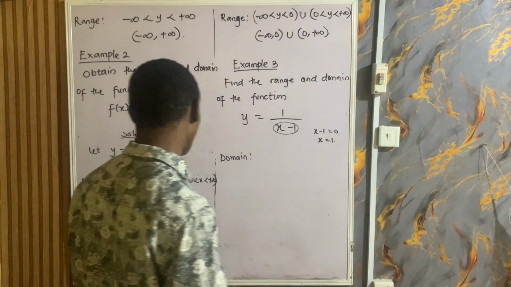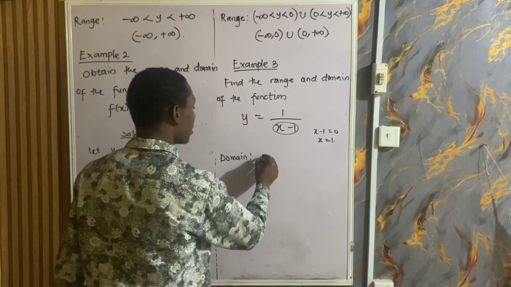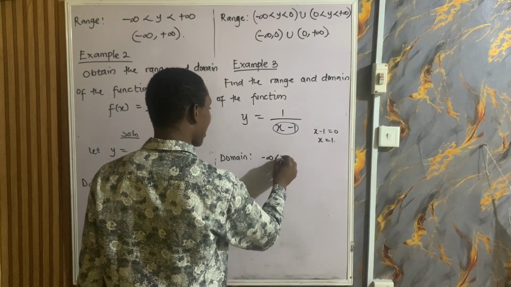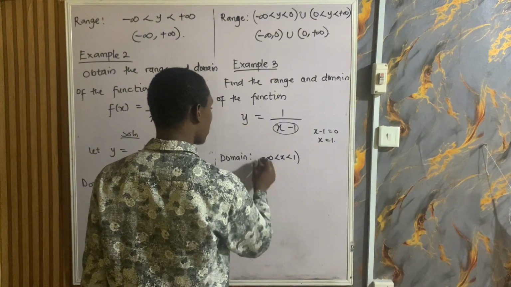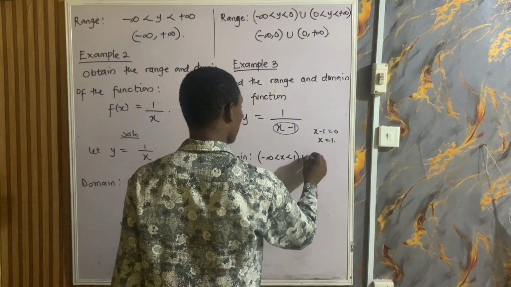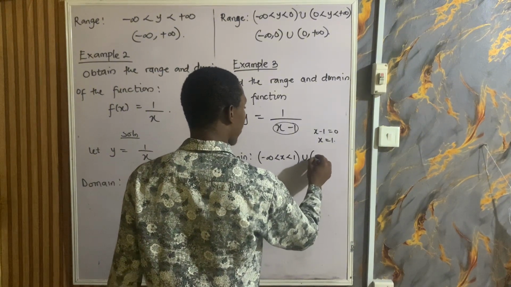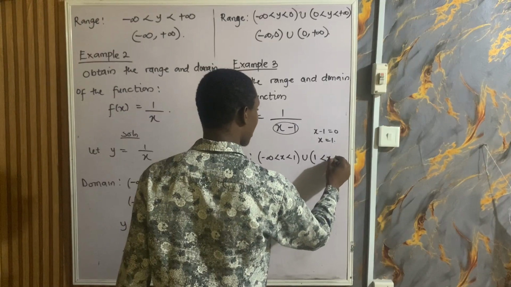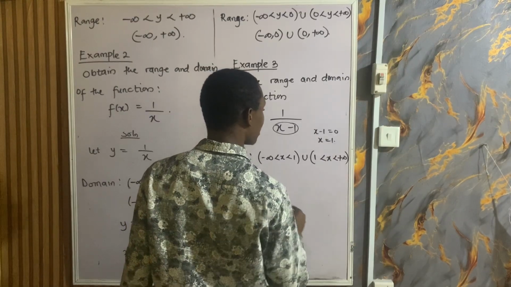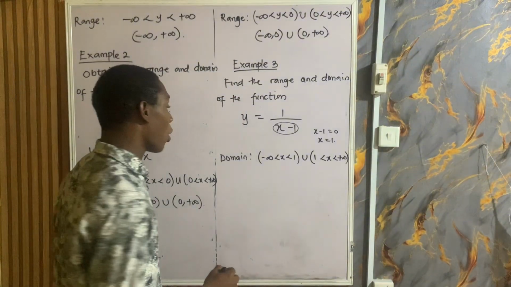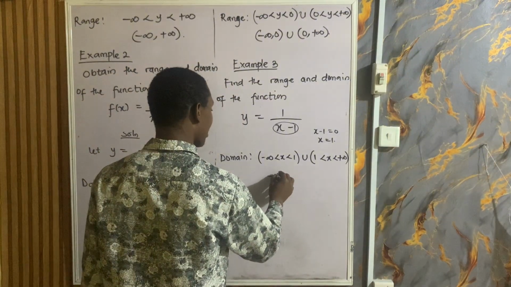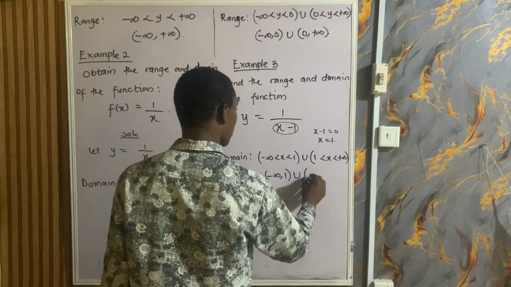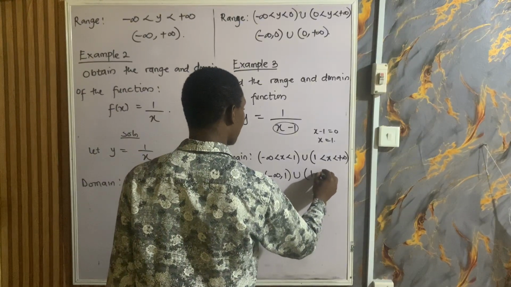Because of that, how do we write it? Very similar to this, I'm going to say negative infinity less than x less than 1 union 1 less than x less than positive infinity. So this is how our answer is. Or you say minus infinity comma 1 union 1 comma positive infinity.